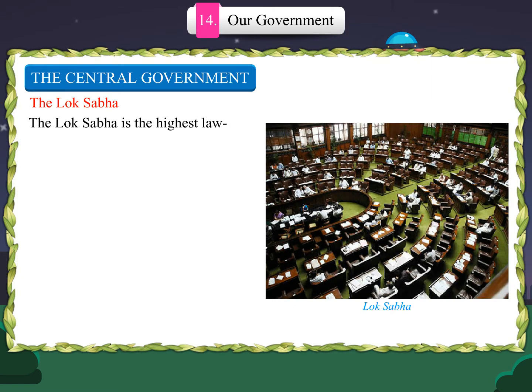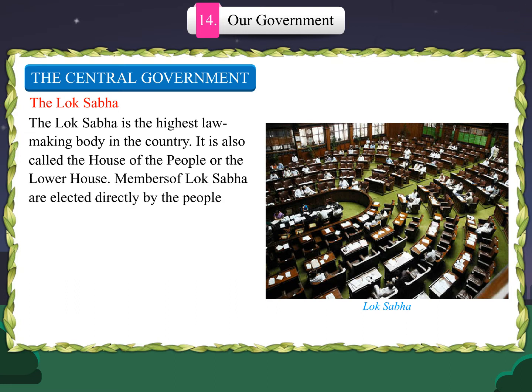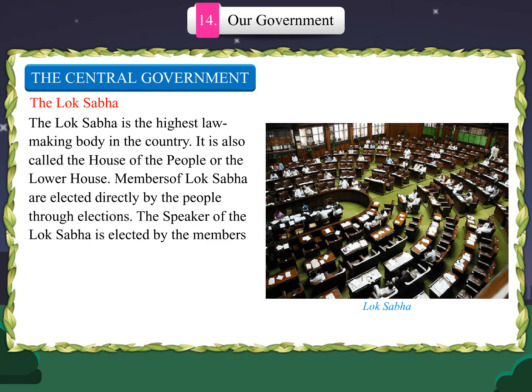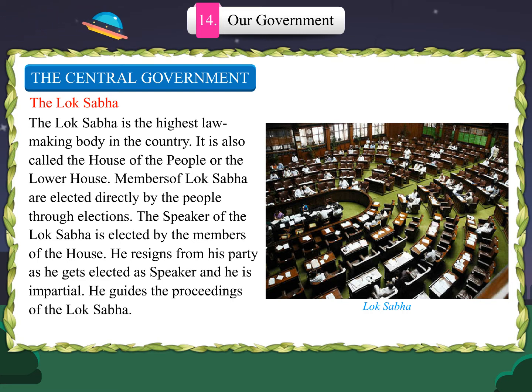The Lok Sabha is the highest law-making body in the country. It is also called the House of the People or the lower house. Members of Lok Sabha are elected directly by the people through elections. The Speaker of the Lok Sabha is elected by the members of the House. He resigns from his party as he gets elected as Speaker, and he is impartial. He guides the proceedings of the Lok Sabha.